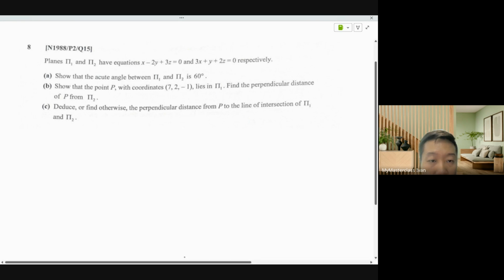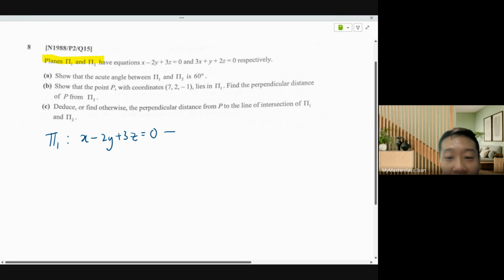Okay, so you see, you have pi 1 and pi 2. They say it's two planes, right? Maybe we don't need to start to draw the plane. But the important thing is, when you see a plane that is given to you like that, x minus 2y plus 3z equals 0.